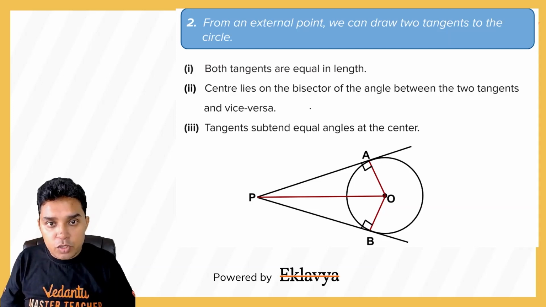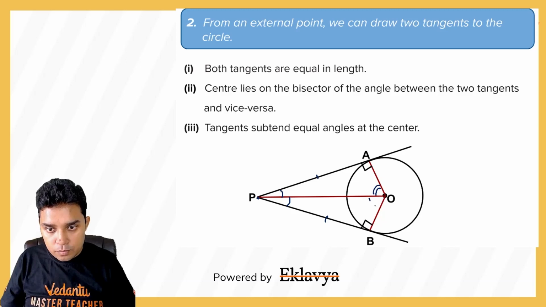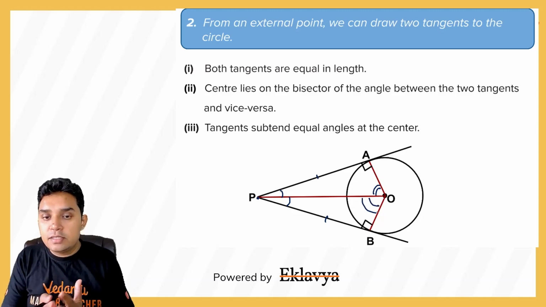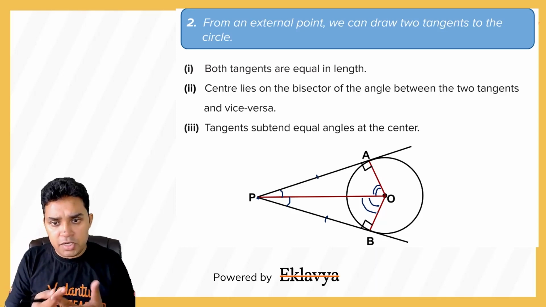One more thing: from an external point P, if we draw two tangents to the circle like this, PA and PB, then the lengths PA and PB are equal, and the center lies on the angle bisector of angle APB. So these two angles will be the same. And tangents AP and PB subtend the same angle at O. I think this is one very obvious thing which one can prove easily. In fact, it is done in 9th or 10th class maybe.